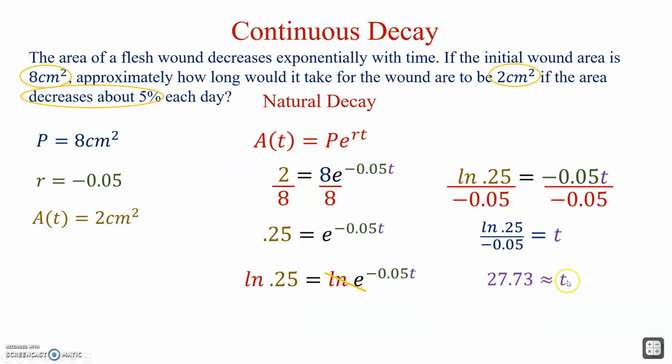This is saying this is how long it's going to take. Almost 28 days is how long it's going to take for this wound to go from an 8 square centimeter wound to a 2 square centimeter wound. One more, actually, I think that's it. Yes, it is. So afterwards, we'll look at some guided practice.